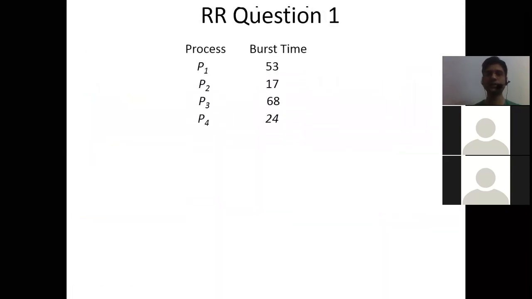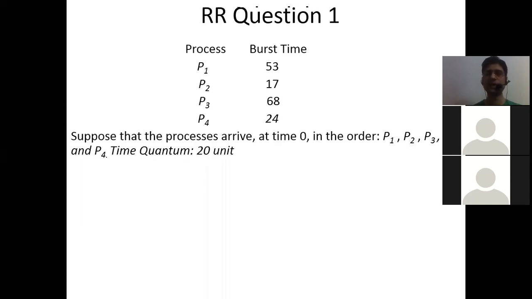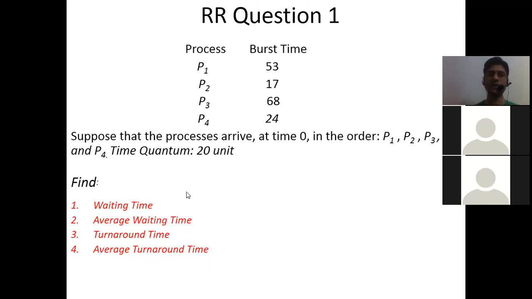So let's have a question on this. Here we have processes with burst times: P1 53, P2 17, P3 68, and P4 24. Suppose that the processes arrive at time 0 in the order P1, P2, P3, and P4, and we have a time quantum of 20 units of time. We again have to find all these four things. So we have four processes along with the burst times, and we are provided the time quantum.